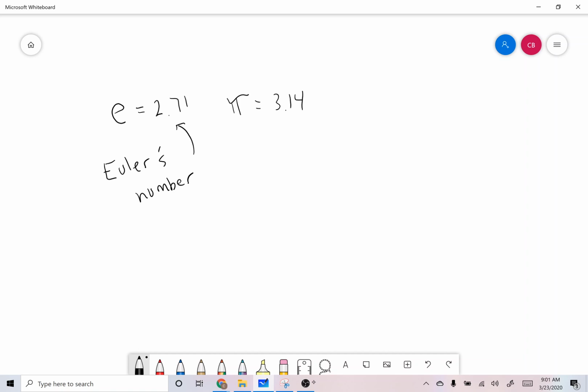So just some things to note. If you have y equals e to the x, what you are looking at is y is equal to 2.71 to the x. We've seen y equals 2 to the x. We've seen y equals 3 to the x. And so what I'm going to do is I'm going to show you on Desmos what e to the x looks like as a graph.